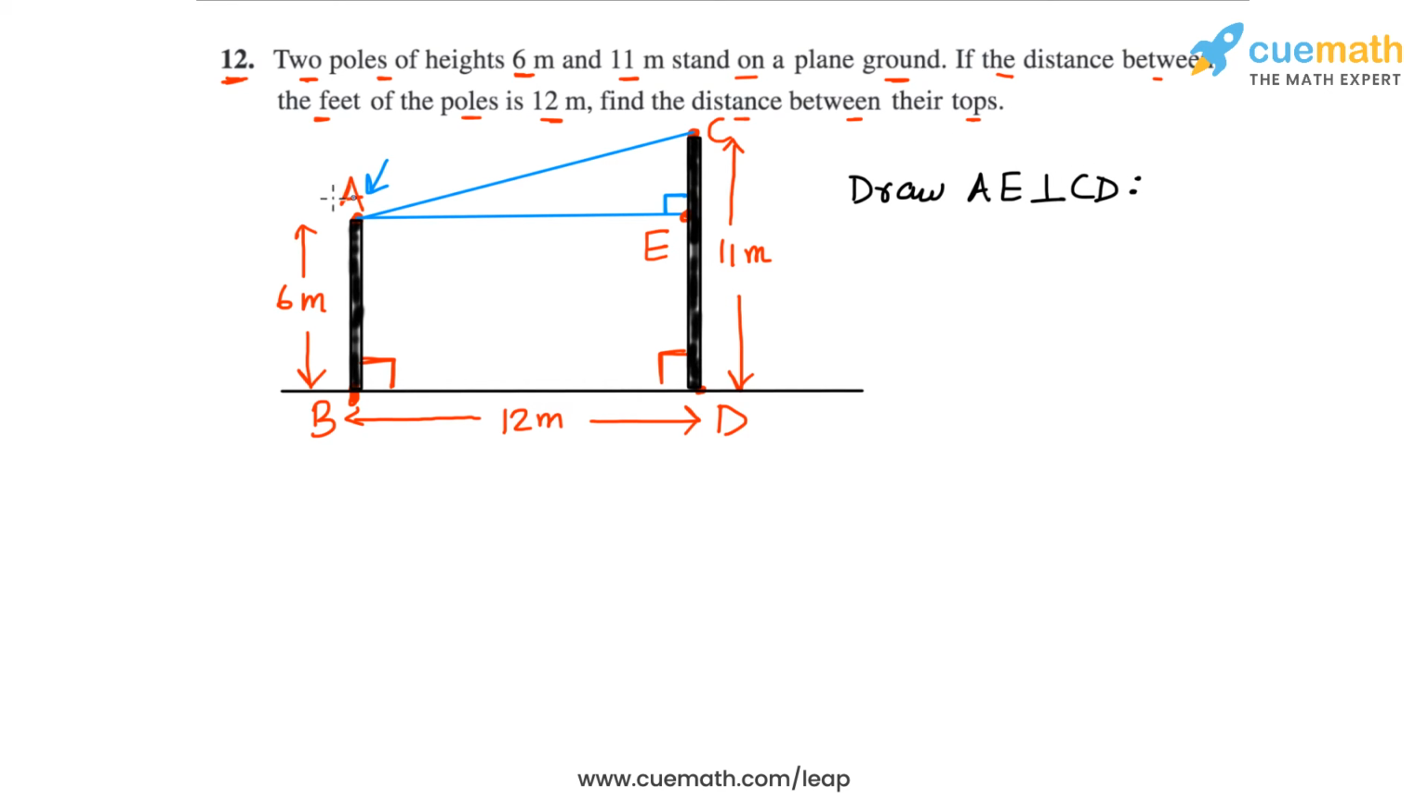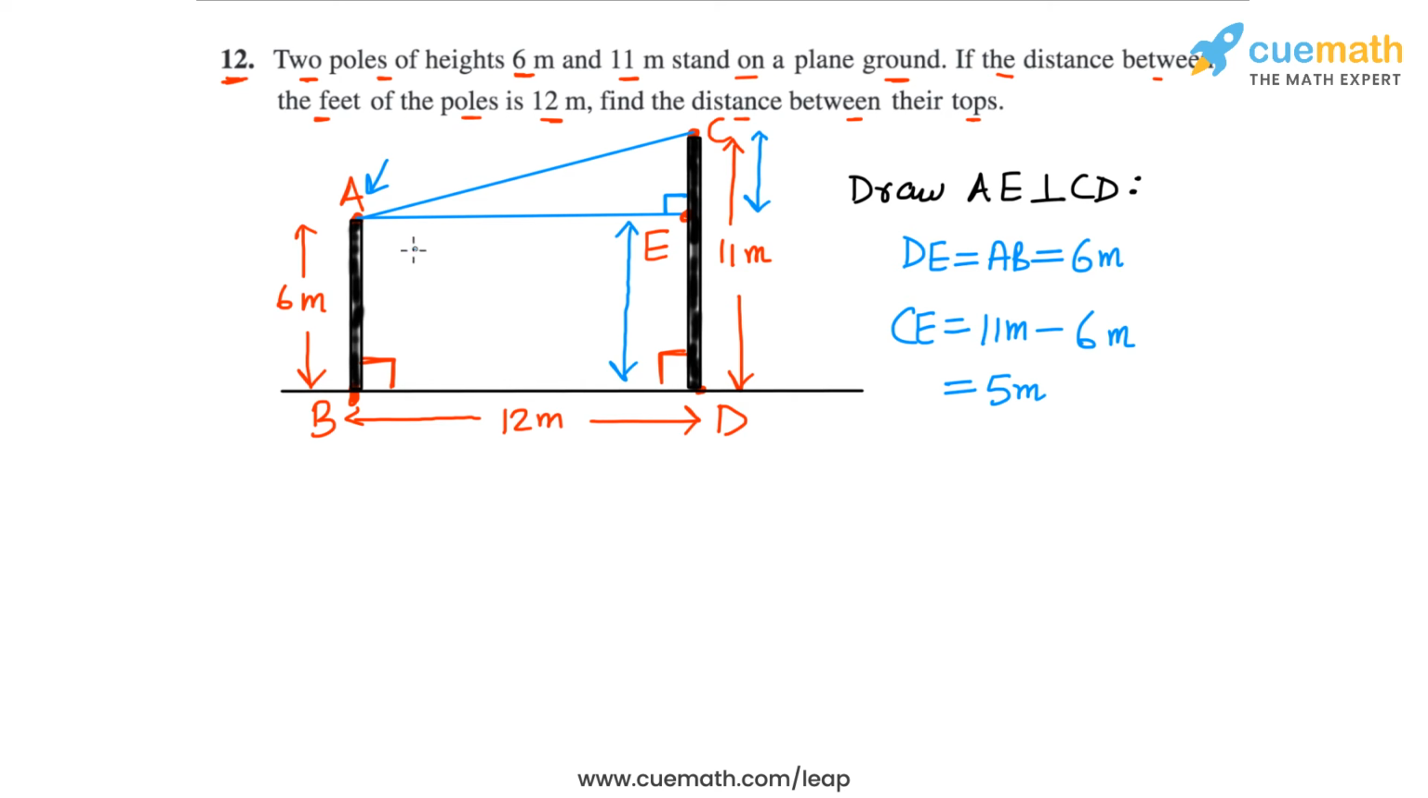Now this means that DE, which is this length DE, will be the same as AB. So DE will be the same as AB, which is 6 meters, and therefore CE, this length, will be how much? So CE will be the total length of the second pole, which is 11 meters, minus DE, which is 6 meters. So CE we will get as 5 meters.